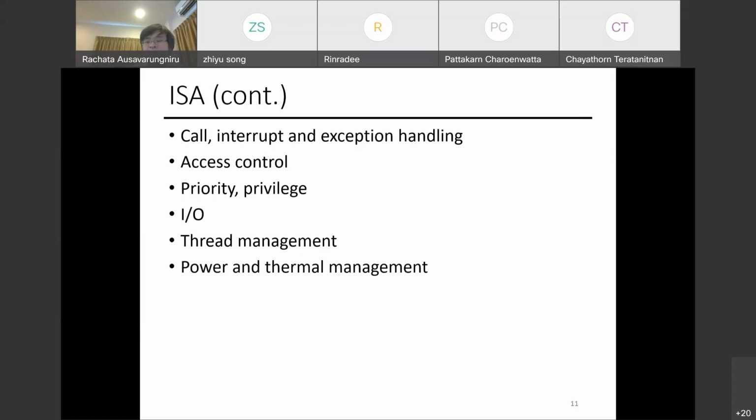What else in the ISA is available for you? If you are working with a laptop CPU, even your desktop CPU, there's power and thermal management where you can turn on the fan, increase the power so that your program runs faster. Anyone heard of Turbo Boost? Intel. Anyone heard about this term before?